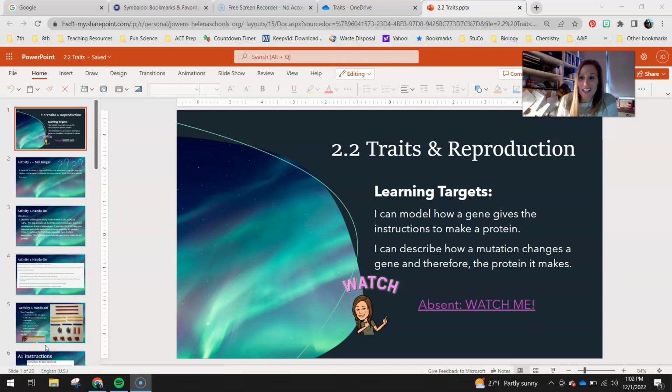Hey 7th graders, today's lesson is 2.2 Traits in Reproduction. Okay, we're going to start focusing a little bit more on mutations in this lesson. So, your learning targets for today.